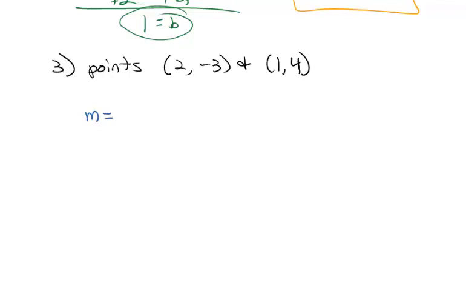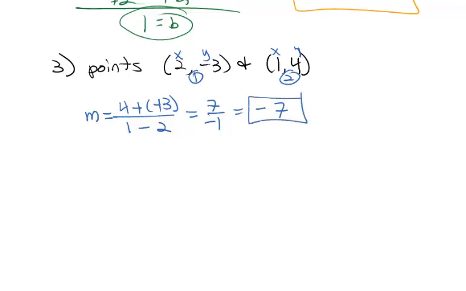First thing we always need to find for any equation is always the slope, m. And we did this at the beginning of the lecture. We know we've got x's and y's. We've got a first point and a second point. So y2, which is 4, minus y1, which is -3, over x1 is 1 minus x2 is 2. I think I said that backwards. y2 minus y1 over x2 minus x1 equals 4 plus 3 is 7, over 1 minus 2 is -1. So we have a slope of -7.